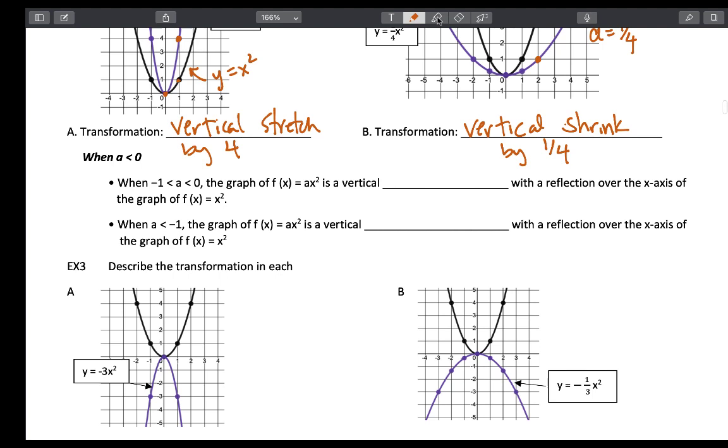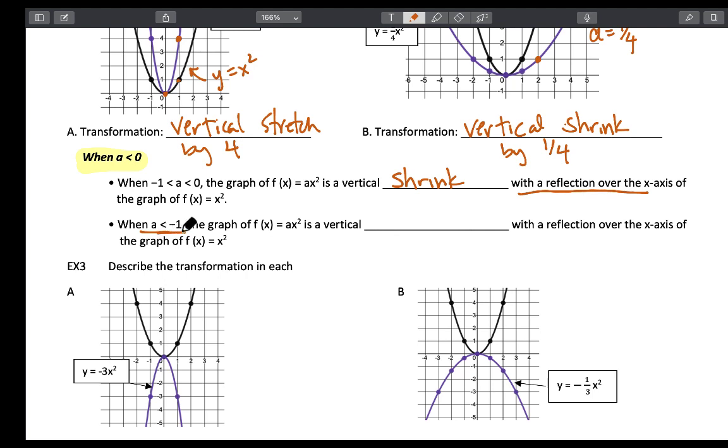Let's take a look at what happens when our a value is negative. In other words, it is less than 0. So once again, a can be between 0 and negative 1. So those would be values like negative 1/2, negative 2/3, so on and so forth. This is going to be a vertical shrink again. However, it's also going to be a vertical shrink with a reflection over the x-axis.